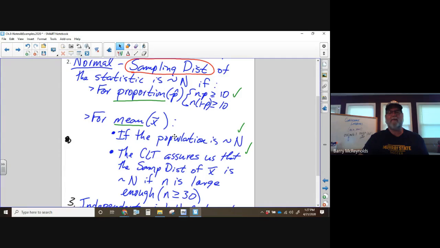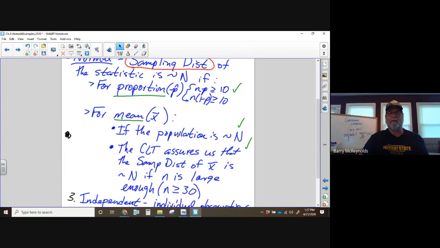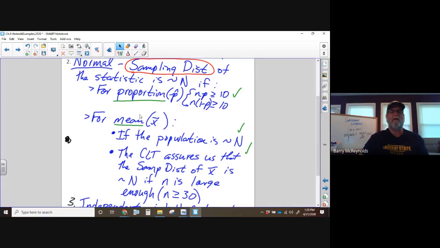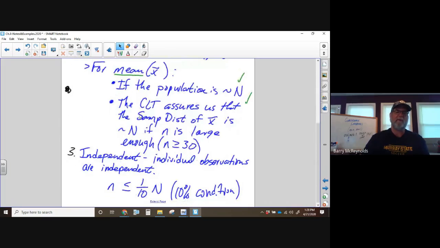As long as N is large, or as long as the population is normally distributed, we're in good shape with the second condition. And then the third condition is what we have been referring to as the 10% condition. In other words, the observations are independent, and we can make that assumption as long as our sample is small compared to the population.